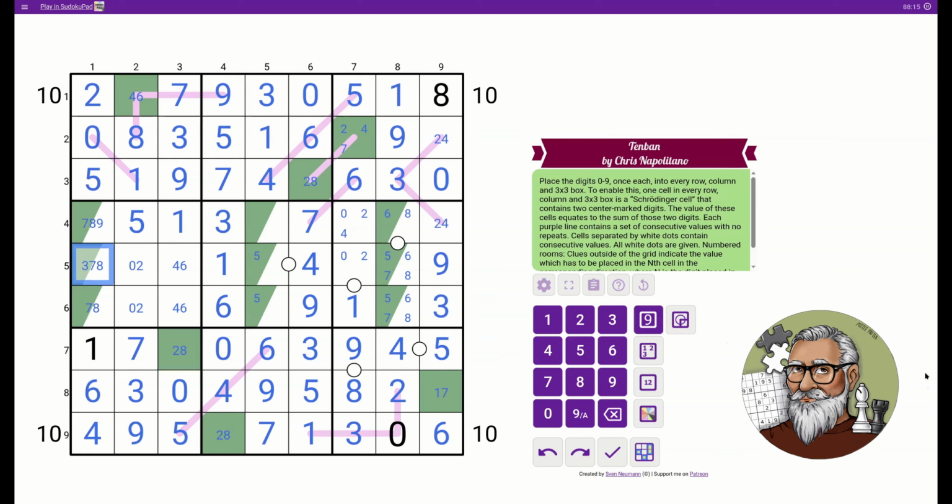This can't be 10 and it can't be 8. But this could be 9 plus 7 or 9 plus 8. So we don't know yet. Right, we know that it's not 7 though. We know that much.